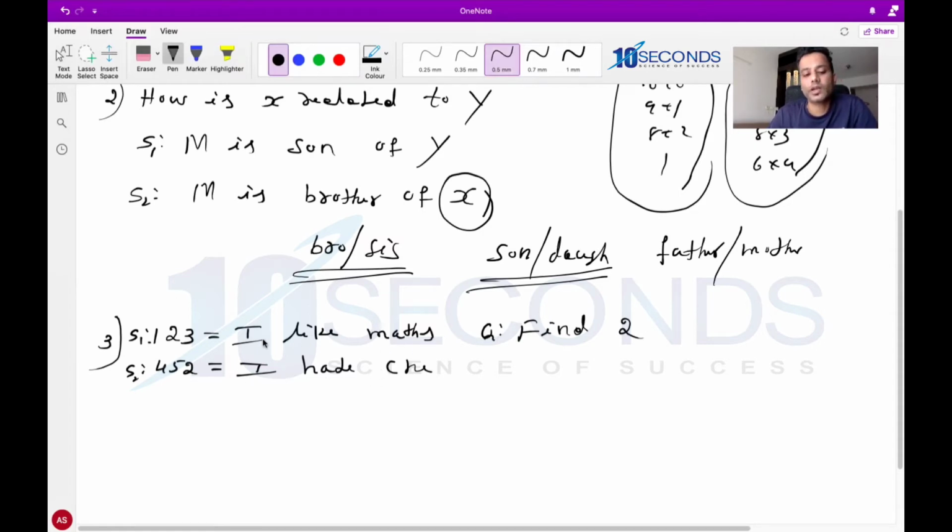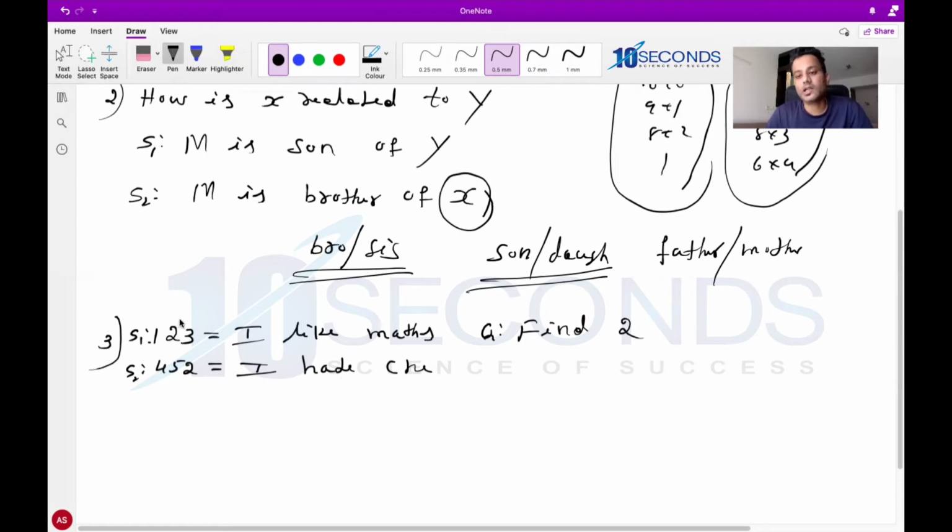Now when I say 123 is I like mathematics, I need to check first whether, using statement 1, the question can be answered or not. Is 1 is I? Not necessarily I. Anywhere it is mentioned that it is in the same order? No. Is 2 is like? Not necessarily like. Is 3 is mathematics? Not necessarily mathematics. So 1 is either I or like or mathematics. Same with 2, same with 3. Now next, what is 4? 4 is either I or hate or chemistry. Same with 5, same with 2. I or hate or chemistry.